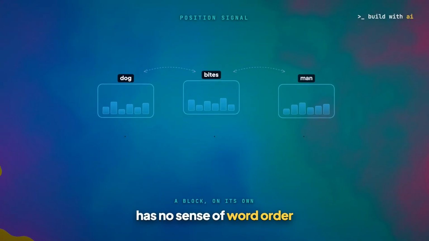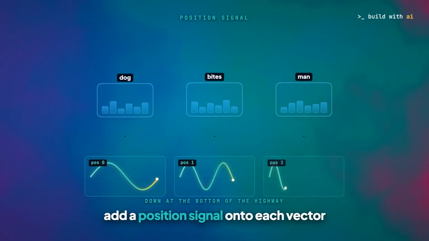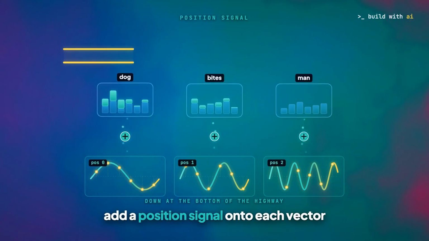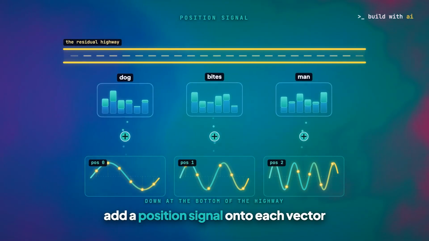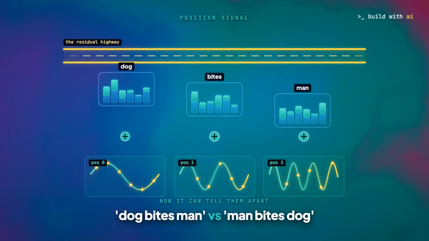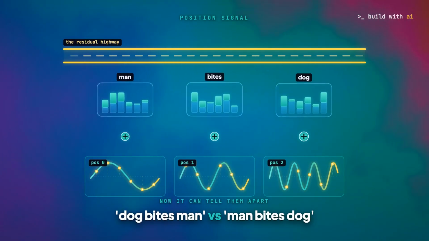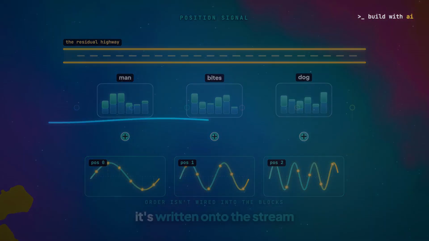One catch: a block, on its own, has no sense of word order. So before the ride even begins, we add a position signal onto each word's vector down at the bottom of the highway. That's why the transformer can tell dog bites man from man bites dog. The order isn't wired into the blocks, it's written onto the stream as data the blocks can read.